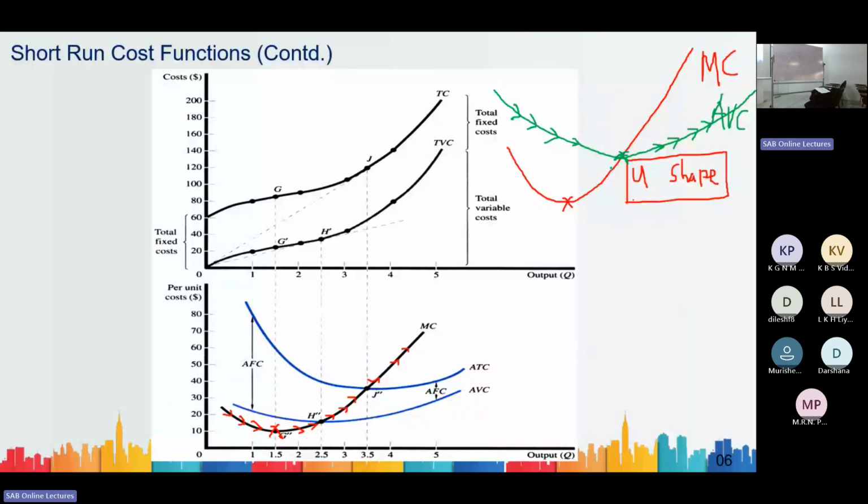The important feature here is that the marginal cost curve goes through the minimum point of average variable cost. That is the main feature here. You have to be careful when drawing the marginal cost and average variable cost. Marginal cost should go through the minimum point of average variable cost.